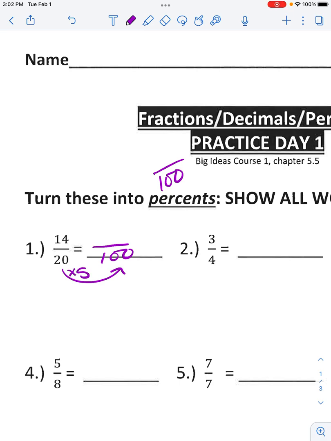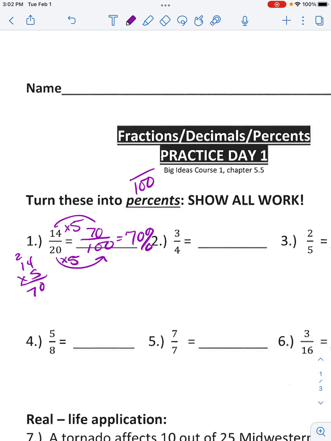So on the first one, we can get from 20 to 100 by multiplying by 5. So we'll multiply the top by 5 as well to get 70 out of 100, which is 70%. Number 2, to make it out of 100, we would multiply by 25. Think of quarters. 4 quarters is 100. So multiply the top by 25. 3 quarters would be 75 out of 100, which is 75%.